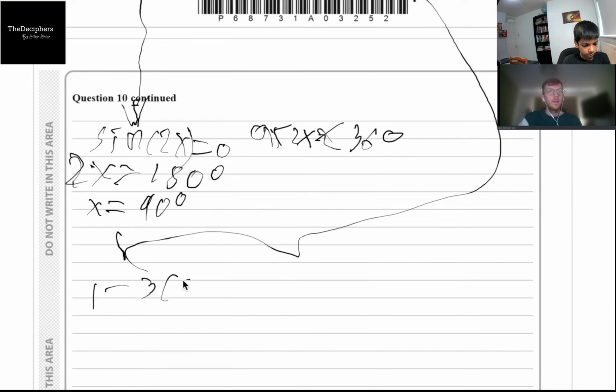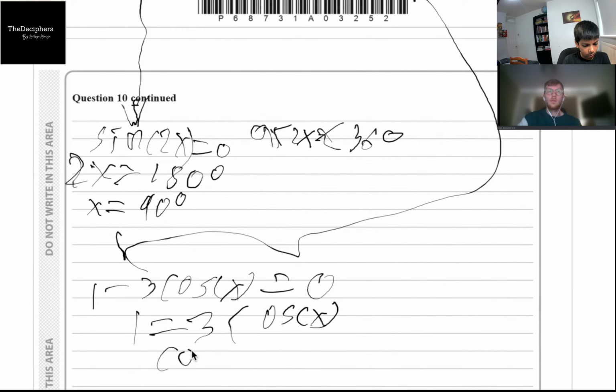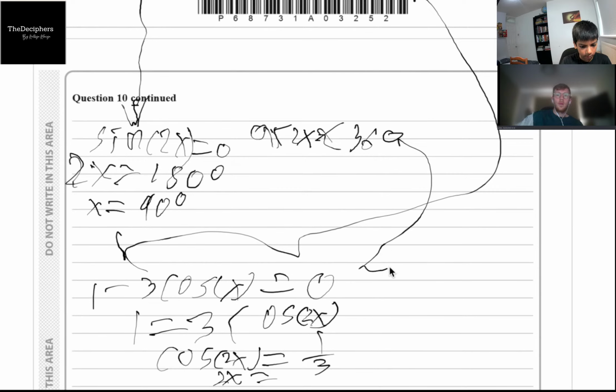1 minus 3 cos 2x equals 0. So 1 is 3 cos 2x. Cos 2x equals 1 over 3. 2x is... Yeah, we need our calculator for this one. Remember it's 2x, not x. 2x is, and it's from 0 to 360 again.